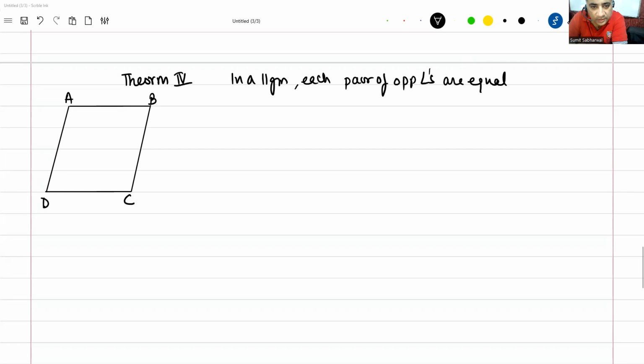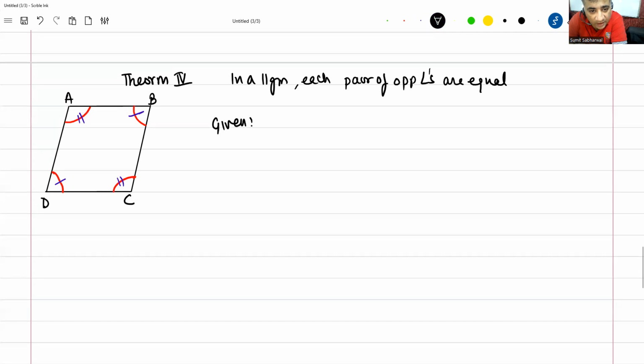Now, the next theorem says that in a parallelogram, each pair of opposite angles are equal. What does it indicate? That angle A is equal to angle C and angle B is equal to angle D. But children, we have a precondition that the quadrilateral has to be a parallelogram in this case. Okay, so let's move ahead and prove this.